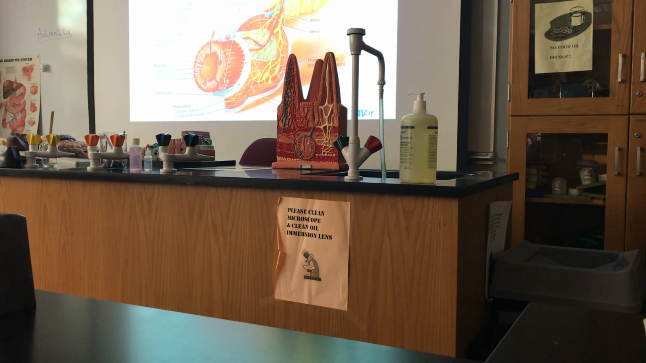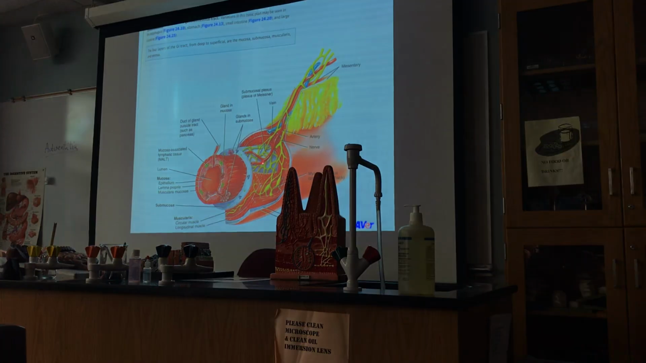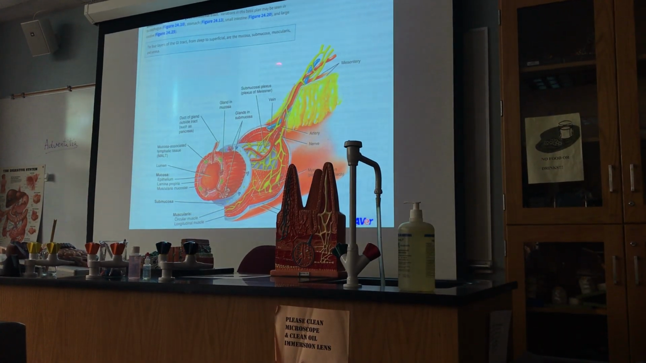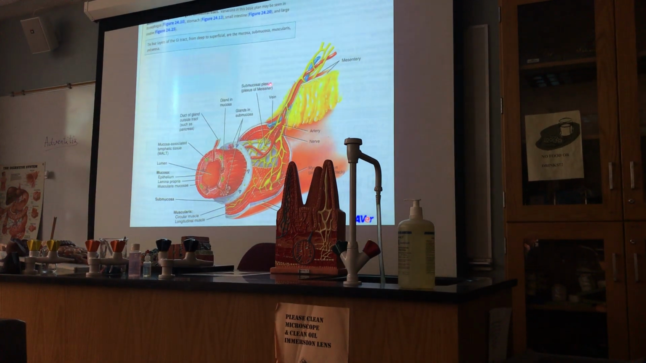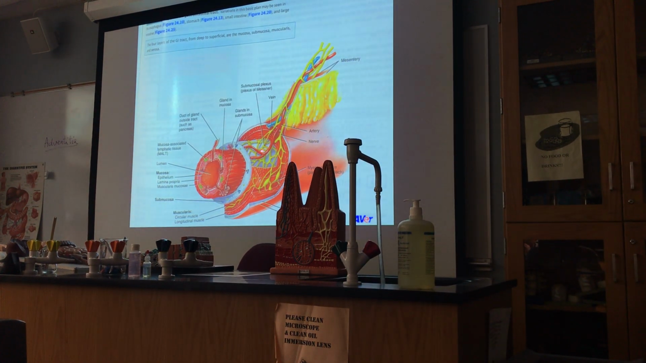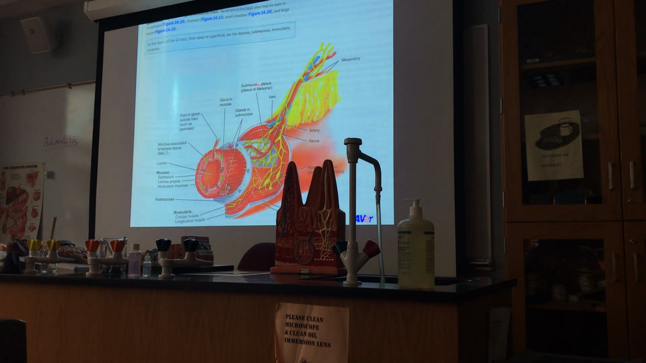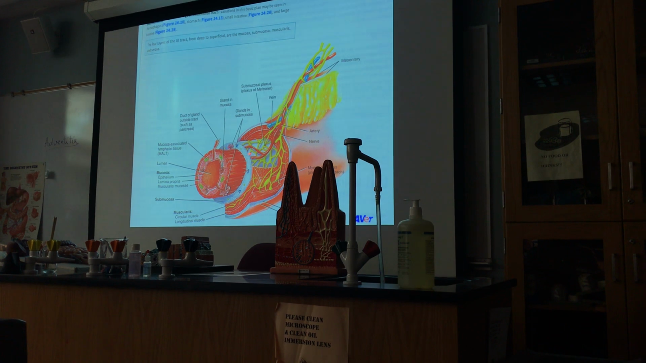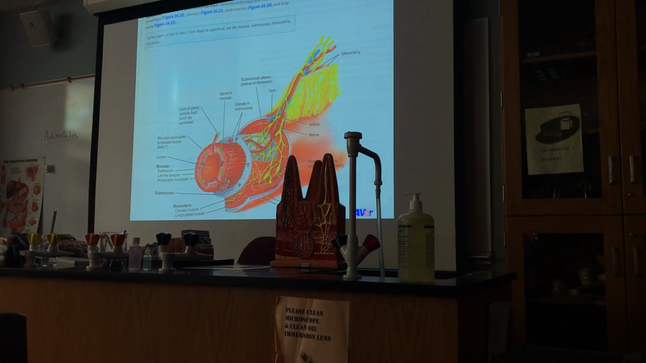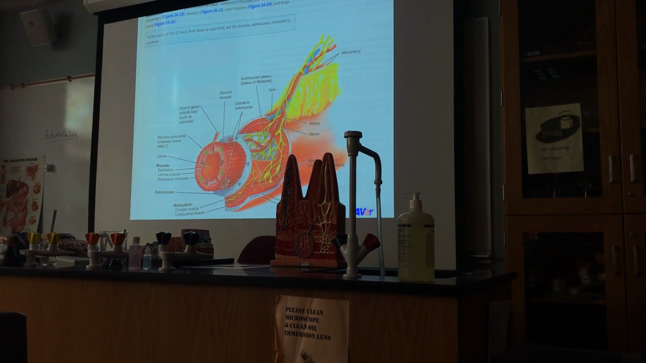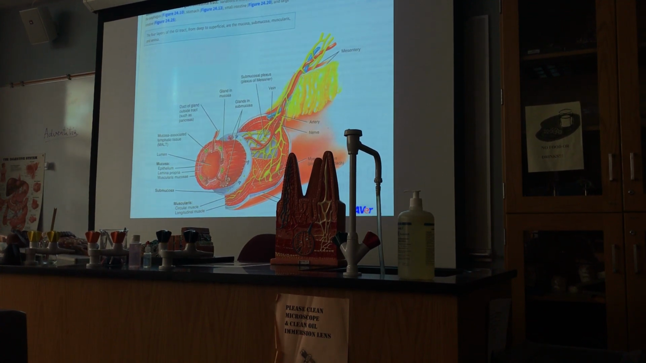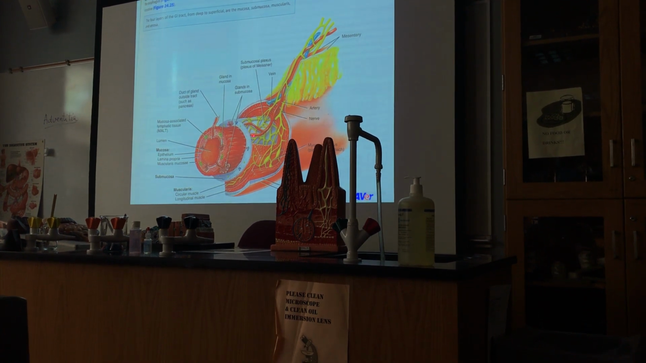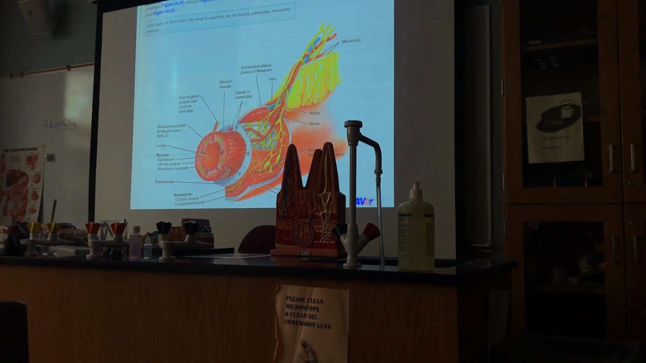Submucosa contains also a portion of the nervous system called enteric nervous system, submucosal plexus or plexus of Meissner. The neurons of plexus of Meissner control the activities of muscularis mucosae because these are smooth muscles. These are involuntary muscles. All right. Submucosa also connects the mucosa to the muscularis.